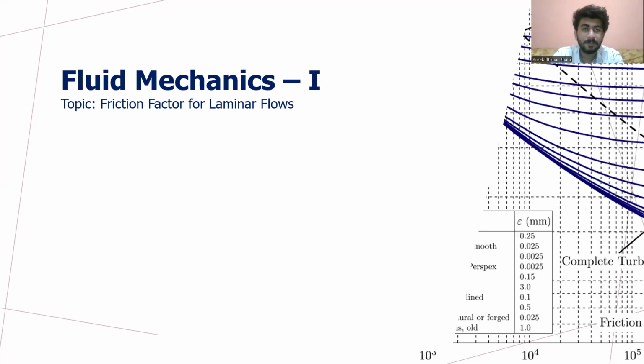So, today we are going to talk about friction factor for laminar flow and how you can find a friction factor for laminar flow. You see, basically, the friction factor represents the loss of pressure of a fluid in a pipe due to the interactions in between the fluid and the pipe.